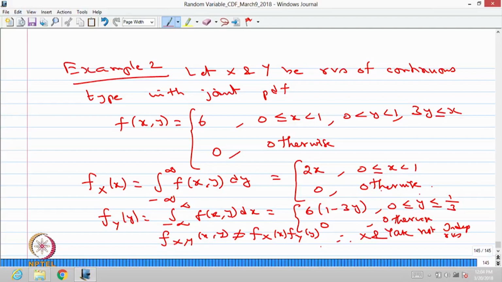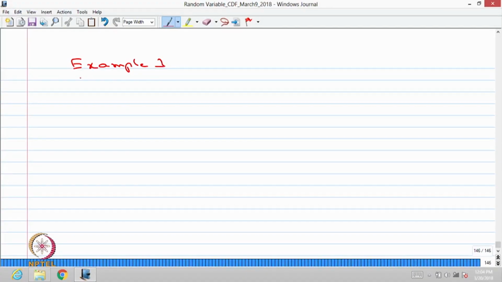So I have given the first example in which they are independent random variables by finding the marginal distribution, whereas in this example, by finding the marginal distribution of x and y, we conclude the independence condition is not satisfied, therefore they are not independent random variables. We will go to one more example, example 3, because we already discussed 2 problems of the continuous type. We will see one problem of the discrete type also.